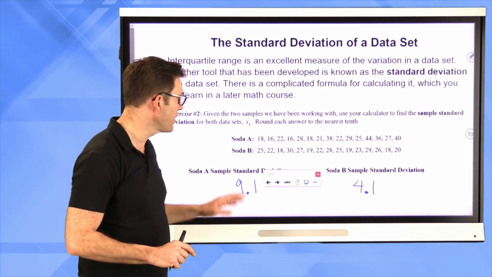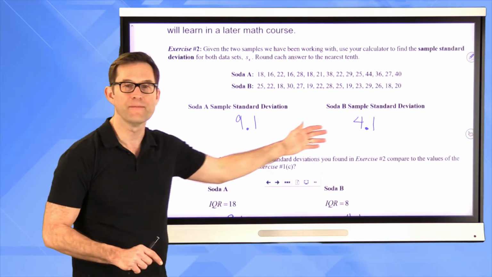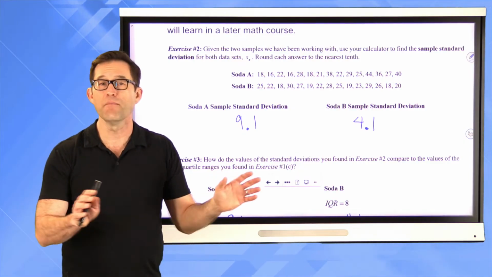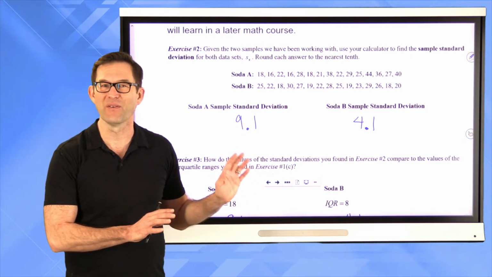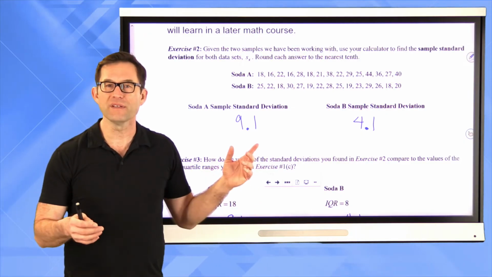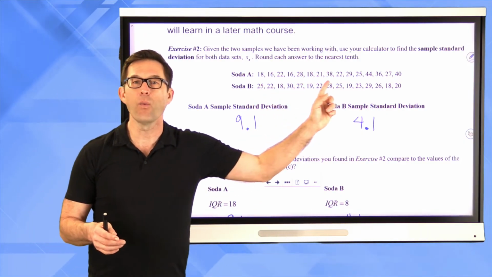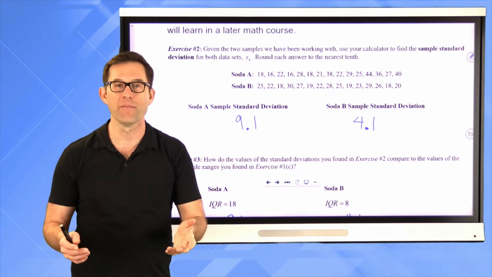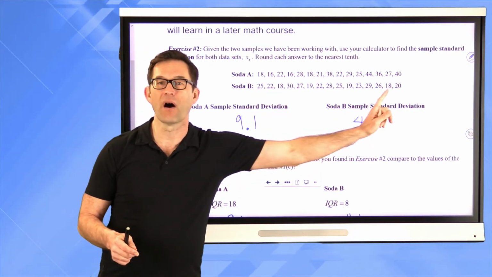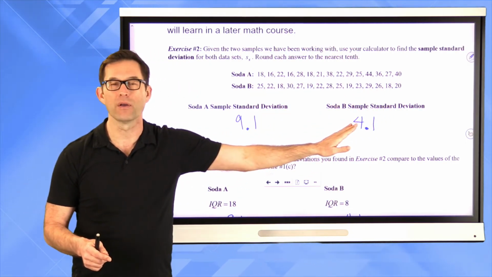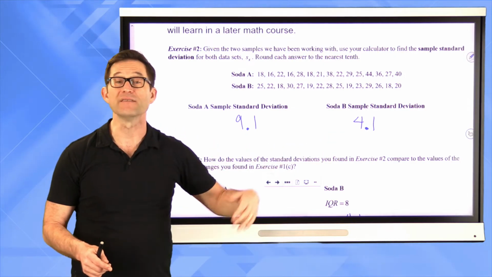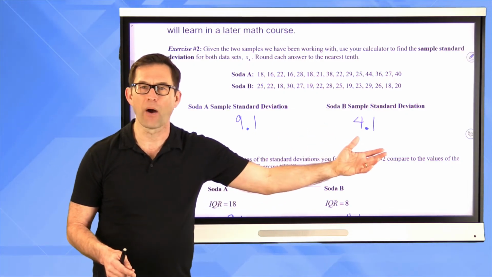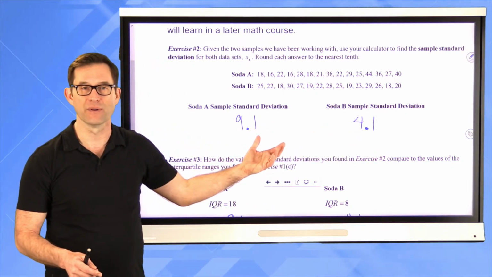If I go back to just these two, the way I could interpret this for soda A is that I've got some mean, which we didn't calculate. We only had the median. But what this number tells me is that any given one of these points, on average, is about 9 units away from the mean. Any one of these points, on average, is roughly about 4 units away from the mean. Obviously, some of them are closer to the mean, some of them are farther away, but on average, they're about 4 units away from the mean and 9 units away from the mean.